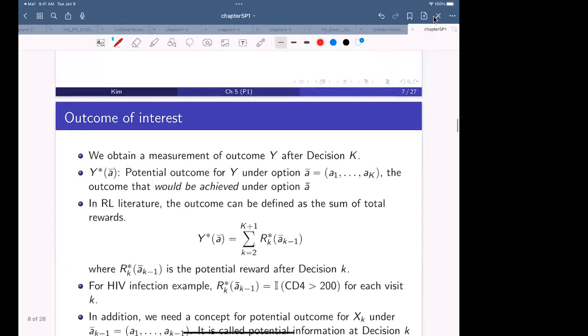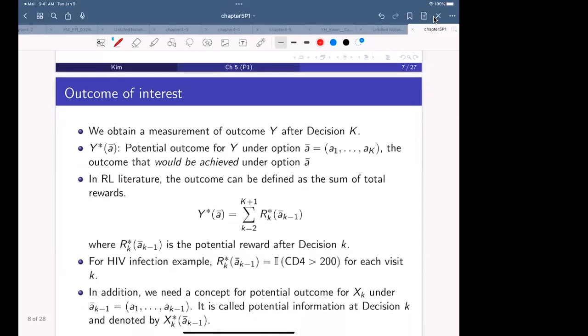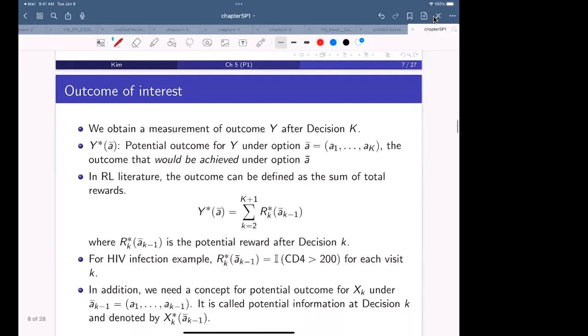The problem is that we are interested in potential outcomes essentially. We are not only interested in realized data. What we are really interested in is comparing other options and trying to come up with the best possible strategy. So that is the whole idea. So we have a decision, but this is a potential outcome, and actually we have two concepts of potential outcomes, which is more complicated. One is the potential outcome for Y.